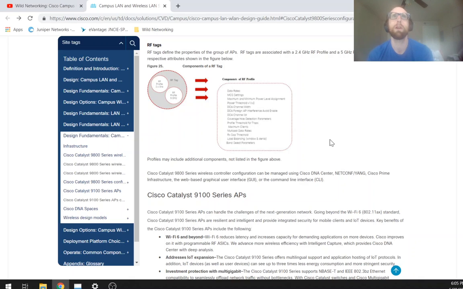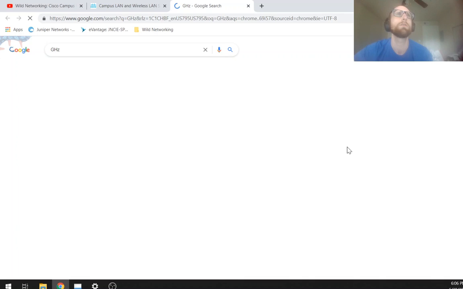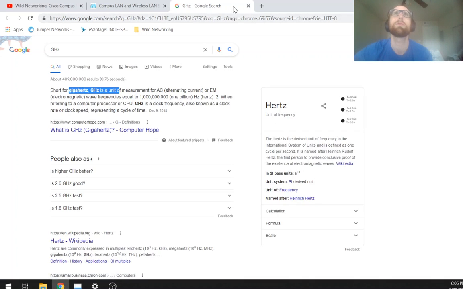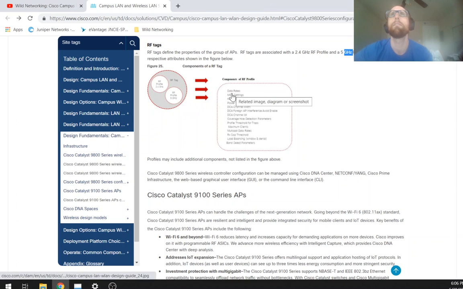So let's continue. RF tags define the properties of the group of APs. RF tags are associated with a 2.4 gigahertz RF profile and a 5 gigahertz RF profile with their respective attributes shown in the figure below. And I believe this is gigahertz. Yeah, gigahertz. Okay, so here's some components. Profiles may include additional components not listed in the figure above.